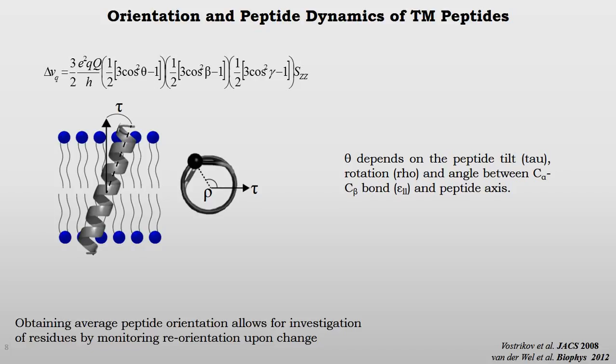Theta, as I mentioned before, is a function of the tilt and rotation of the peptide. The tilt of the peptide is with respect to the membrane normal, and the rotation of the peptide is defined as the direction of the tilt. Using average peptide orientation, we can investigate incorporation of different residues by monitoring the changes in reorientation.